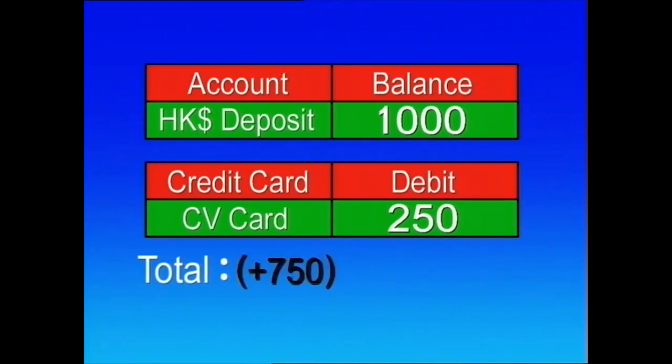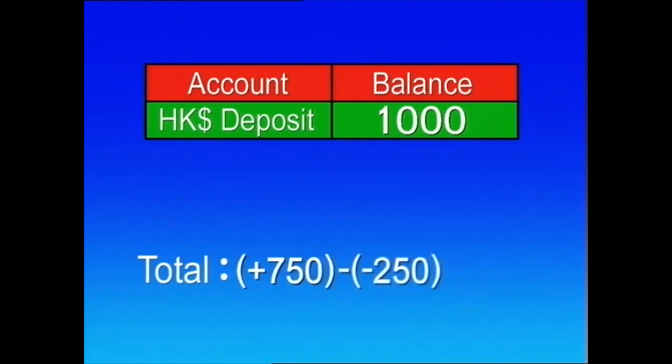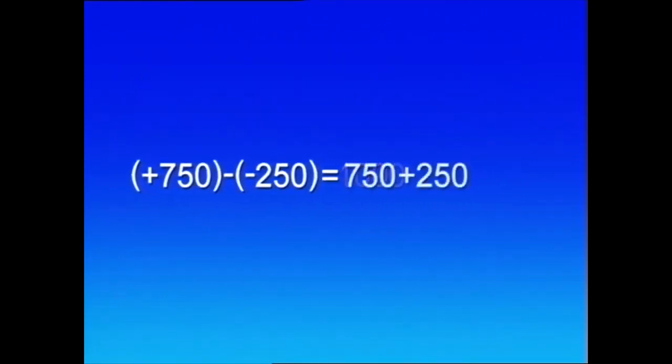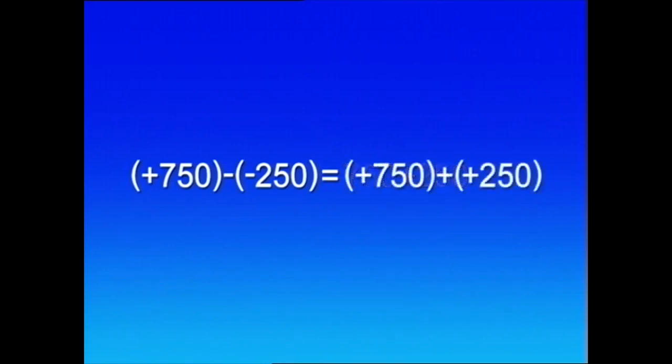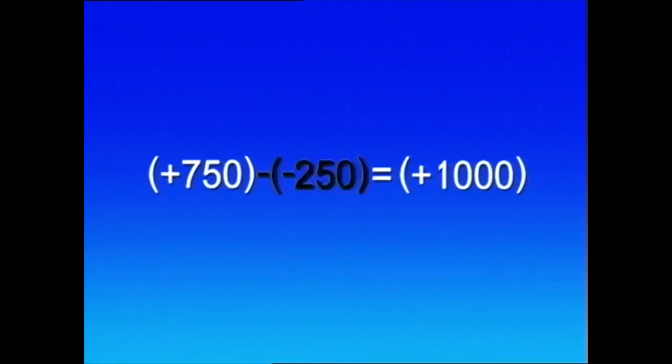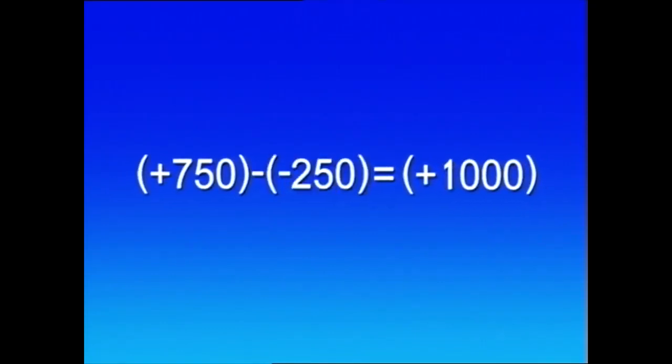Working backwards, you now have positive $750 left in your account. Deduct the negative $250 you spent on your credit card, and the result is positive $1,000, the original amount in your account. 1,000 equals positive 750 plus positive 250. To subtract negative 250 is the same as adding positive 250. Thus, when a negative number is subtracted from a negative number, the value increases instead of decreases.